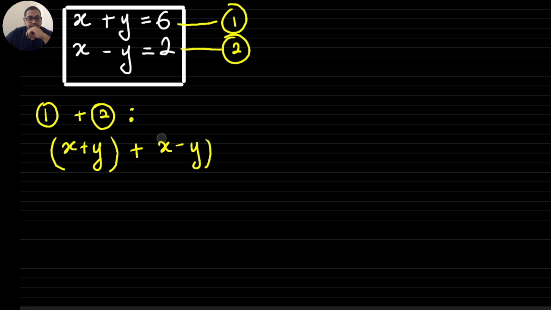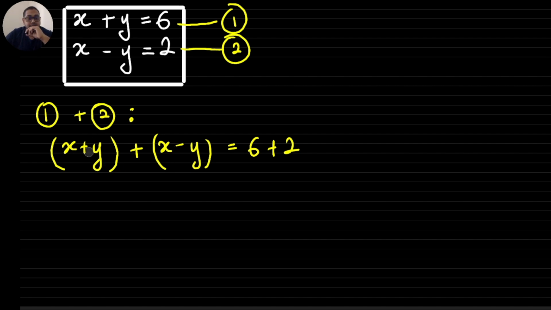I have used brackets to separate the terms from your LHS of equation 1 and equation 2. Your RHS is pretty straightforward. We have 6 plus 2. Now we move on to the simplification process. What I mean by that is you need to simplify your like terms.